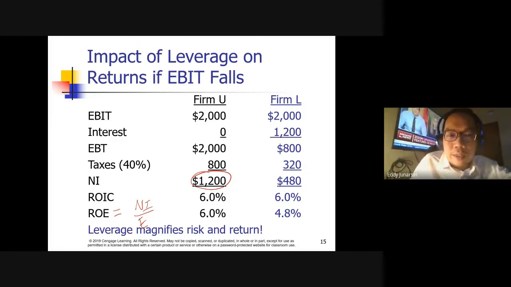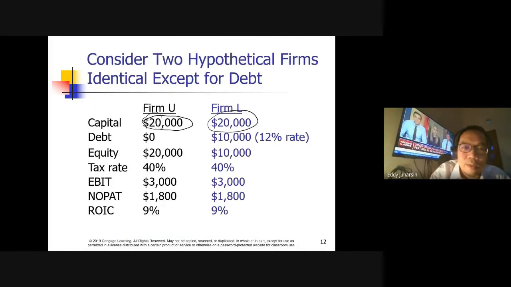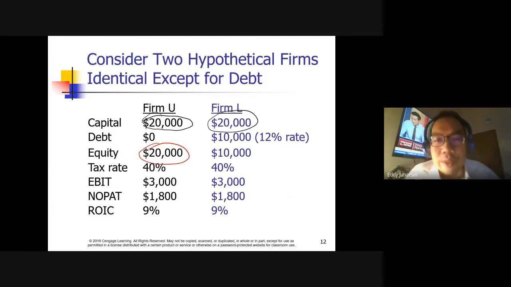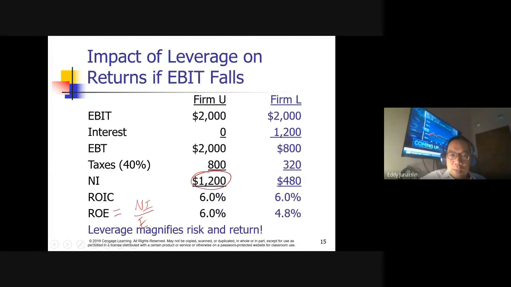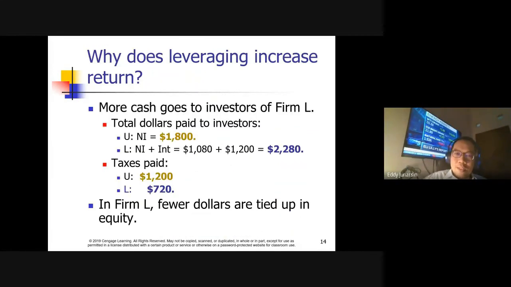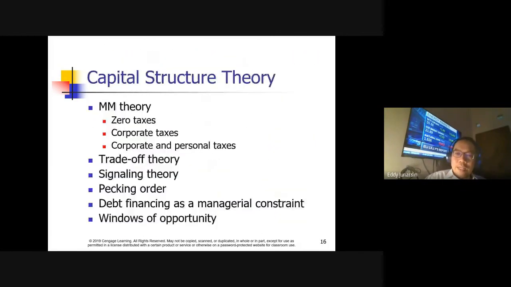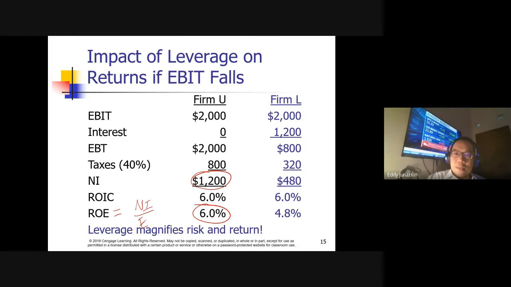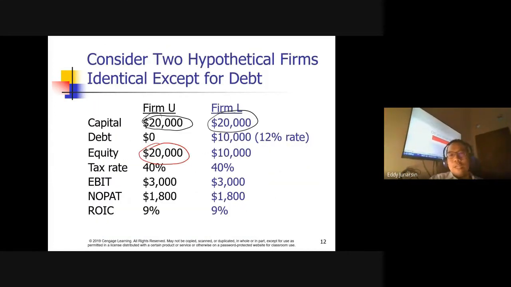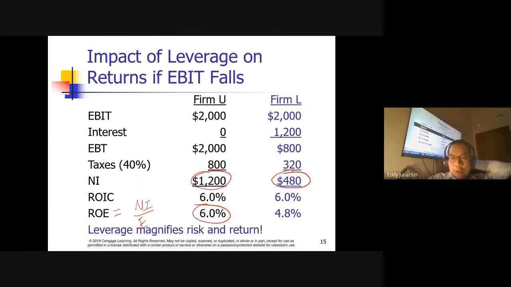1200 divided by the equity for firm U at 20,000, because the whole capital is financed with equity. So 1200 divided by 20,000 is 6%, right? What about firm L? Firm L, net income is 480, divided by equity, right? The equity of firm L is only 10,000, because out of the 20,000 capital, 10,000 of it is debt financing. So 10,000 equity. So 480 divided by 10,000 is 4.8%.